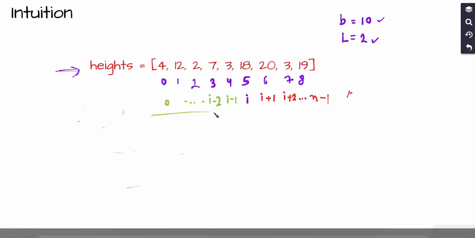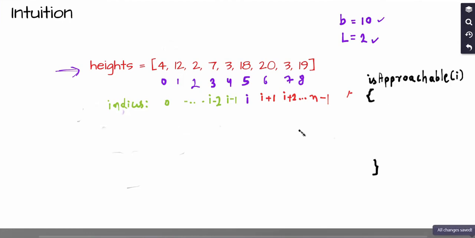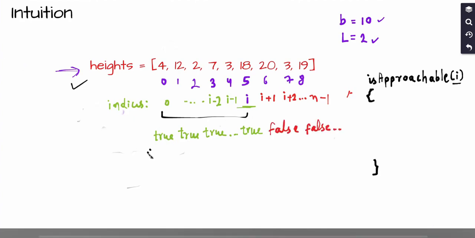So what do we observe here? We can observe a monotonicity in the behavior of the indices. So these are indices. I can see a monotonicity or a monotonic behavior. That means let's define a predicate function and call it is approachable, which takes in an index of this heights array, and it returns a boolean variable, either true or false, which represents whether the index number I, which I am passing as an argument, is approachable or not. Fine. So for all these indices from 0 to I, this function will return true, while for all the indices which are after this index number I, this function will return false. So what do I observe here? I observe a monotonic behavior here.